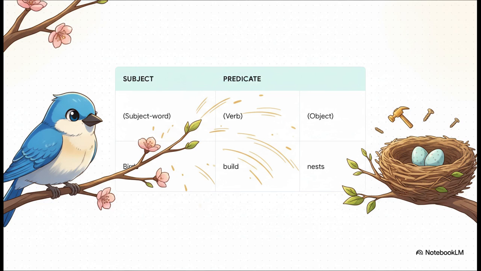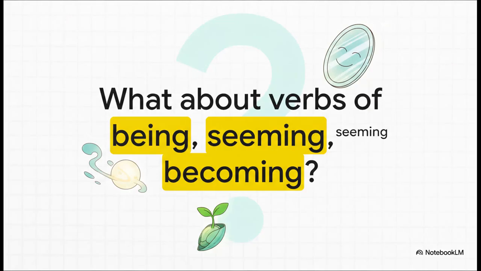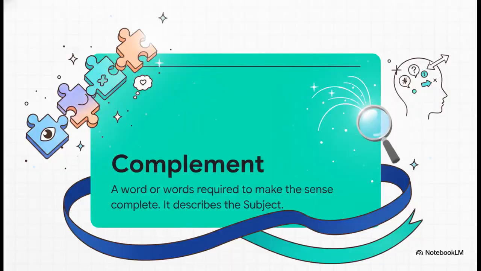See? Simple, right? But wait a minute. Not all verbs are action words, are they? What about words like is, seems, feels, or became? Those don't really do anything to an object. So what's going on with them? Well, they have something called a complement. The name itself is a huge clue. It completes the meaning of the verb. So instead of receiving an action, a complement will either rename or, more often than not, describe the subject.